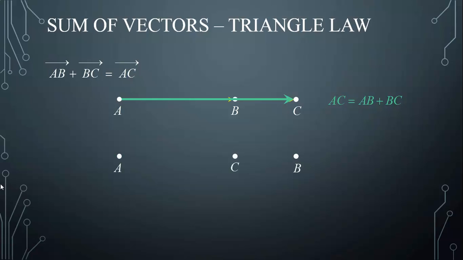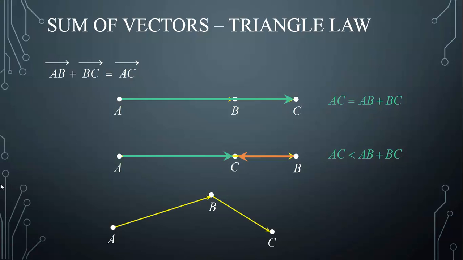Well, if B is outside segment AC, then moving from A to B, then going back from B to C gives a displacement from A to C with distance AC smaller than the sum of distance AB and distance BC. And if points A, B, and C are not collinear, then moving from A to B, then from B to C would actually form a triangle, and the resulting sum vector AC would have a magnitude smaller than the sum of distance AB and distance BC.